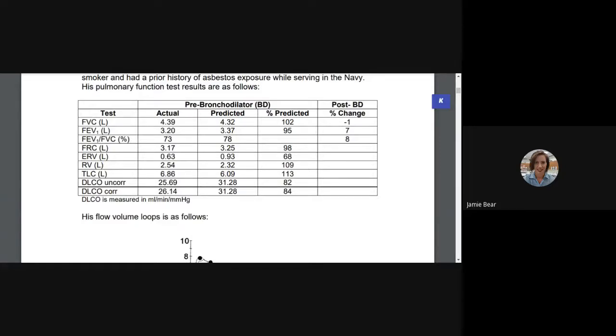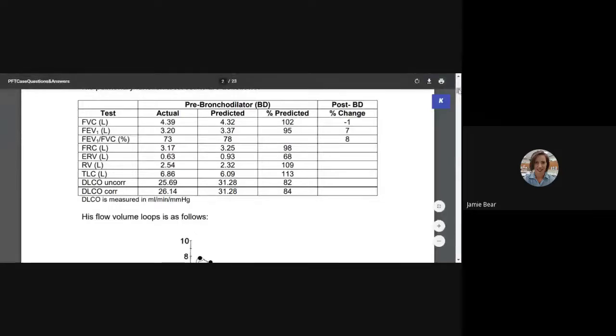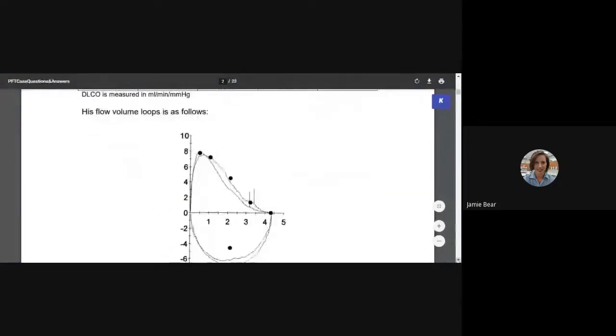His total lung capacity is okay, it's 103% of predicted, and his residual volume is 109% of predicted. Now remember, when the residual volume is increased above where it's supposed to be, that usually indicates air trapping. And as we increase our residual volume, we will also increase our total lung capacity. So remember, with obstructive disorders, our volumes become larger, and with restrictive disorders, our volumes become smaller. Okay, so here's the flow volume loop.